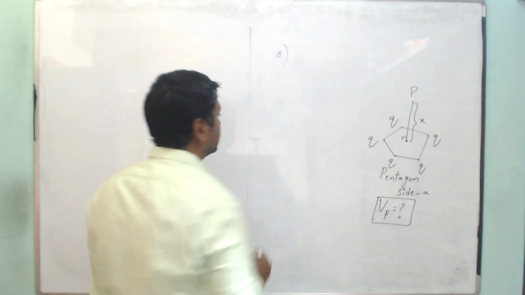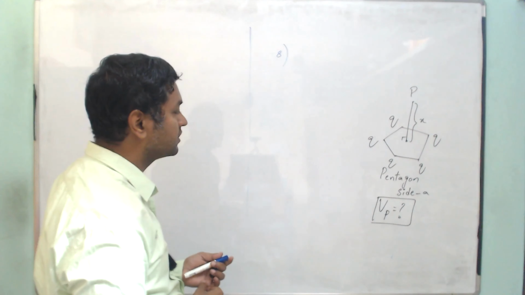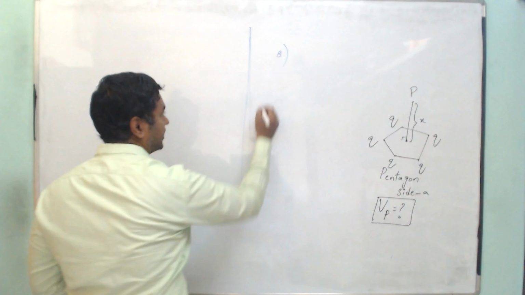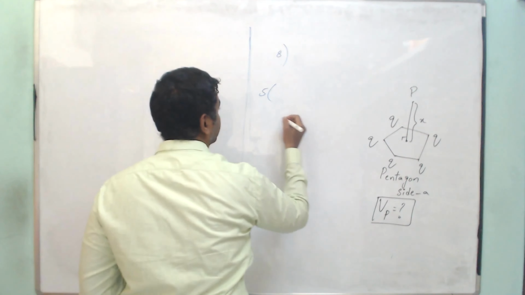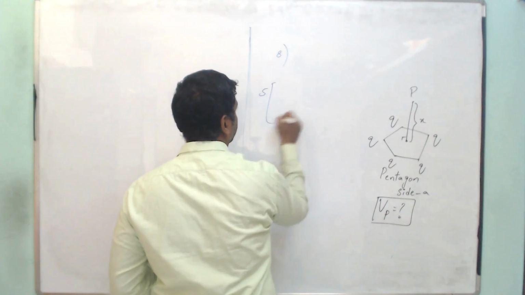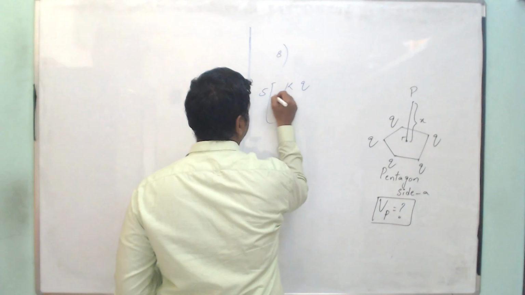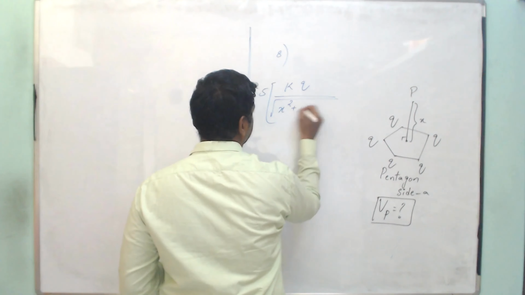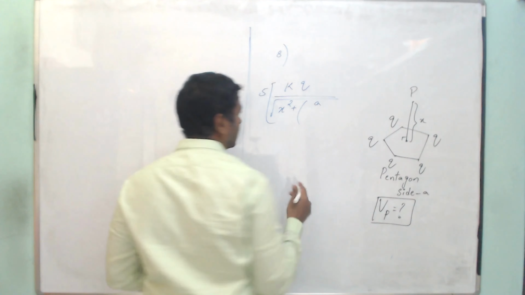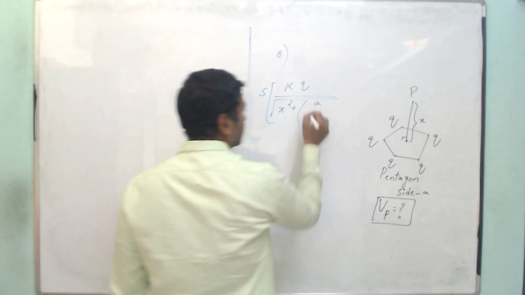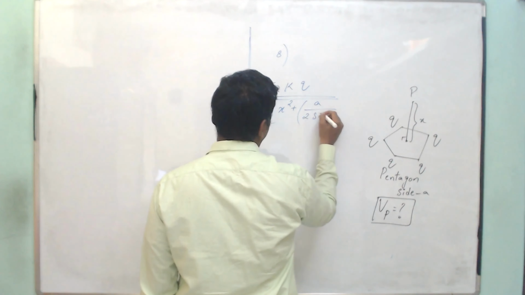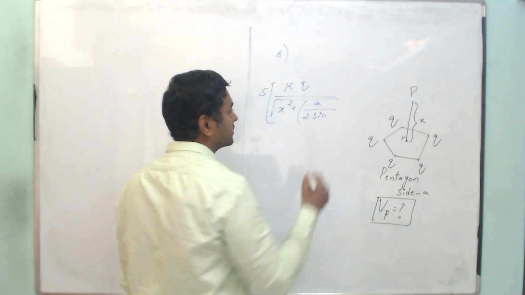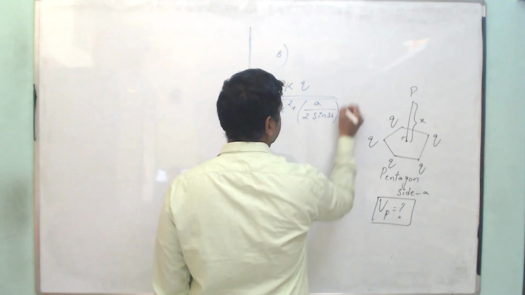So you're saying 5 times kQ divided by under root of a square by 4 sine square pi by 5 plus x square. What is pi by 5? 36 degrees, right? Yes, sir.